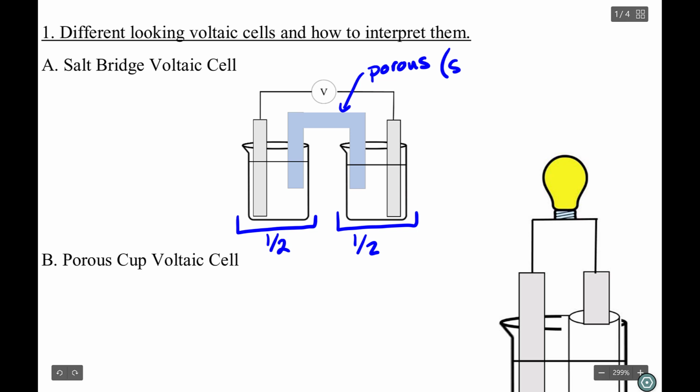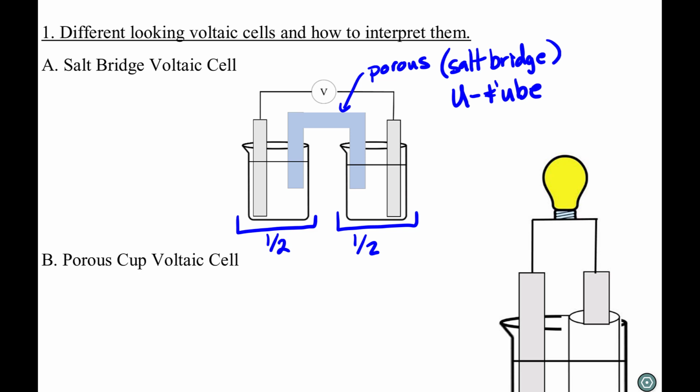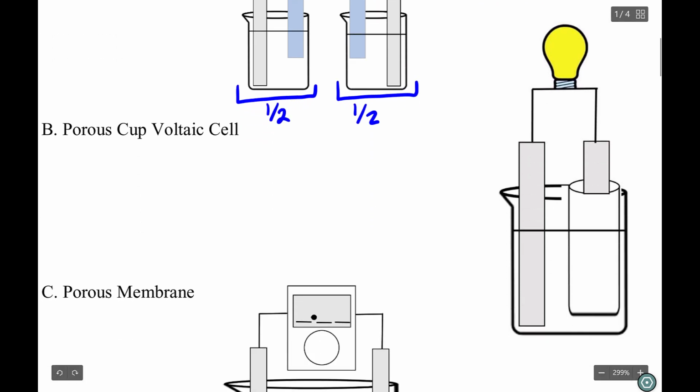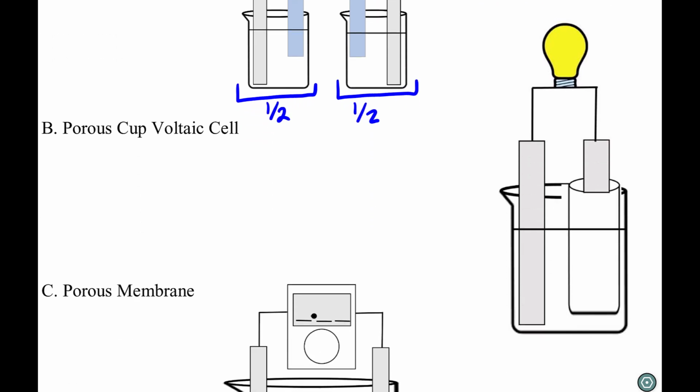Now this one specifically is called a salt bridge. People also call it a U-tube, because if you tip it over, it looks like the letter U. We also have a voltmeter here. I know it's a voltaic cell because it has a voltmeter. So we're fairly comfortable with this one. I'd like to look at two different pictures now, and I've added something different than a voltmeter to both of them as well. So the next type of cell we're going to look at is called a porous cup voltaic cell. This is a little bit different.